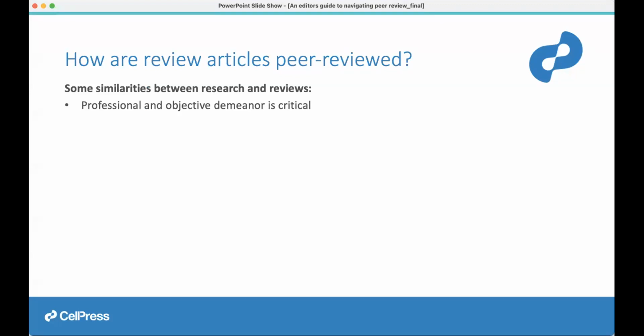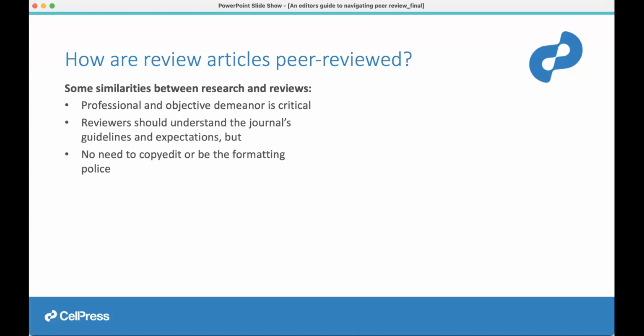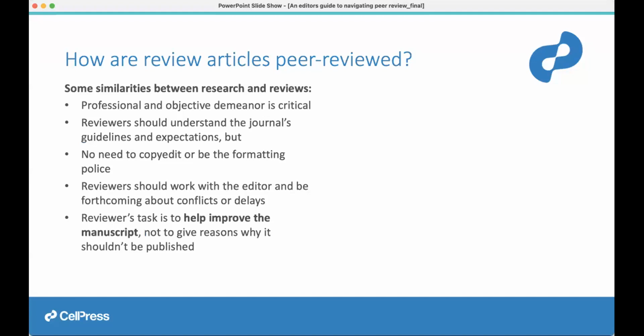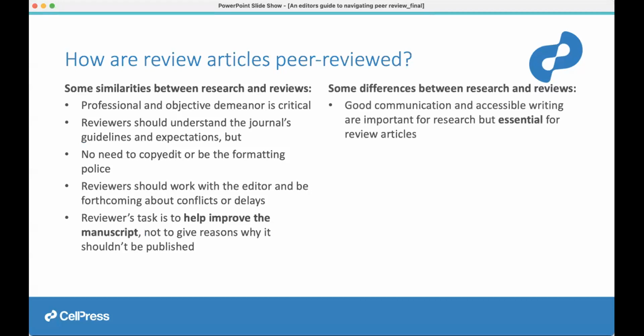So I think as a reviewer of these kinds of papers, a professional objective demeanor is critical. Understand what the journal is looking for, but you don't need to copy edit. You don't need to be the formatting police. Reviewers should talk to the editor about conflicts or delays. And critically, the reviewer's task is to help improve the manuscript, not to give reasons why it shouldn't be published.